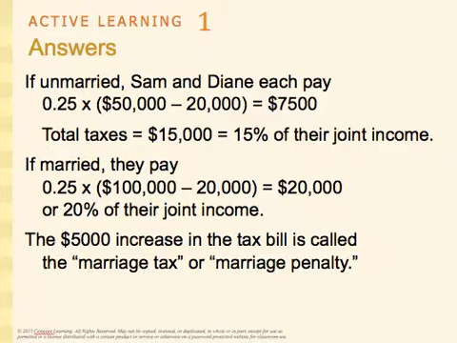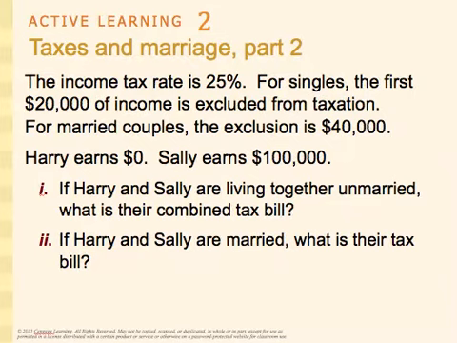So one way to fix this is to double the exclusion for married couples relative to single tax filers, but doing so causes another problem, as we will see in the second part of this exercise. So this is one example where there's no marriage income tax credit, where we know in the real world there actually is. So let's take a look at part 2. The income tax rate is 25%. For singles, the first $20,000 of income is excluded from taxation. For married couples, we're going to make the exclusion $40,000 in this hypothetical example.